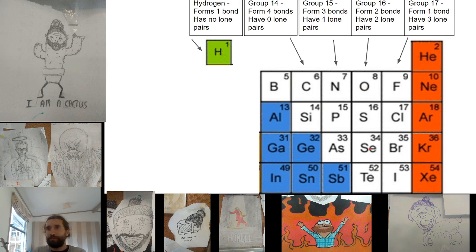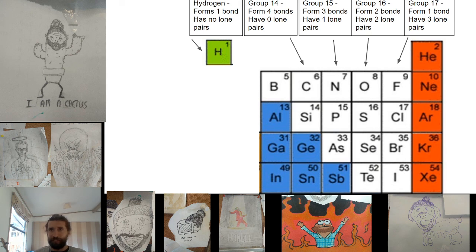Oxygen, sulfur, selenium, and whatever that one is. I'll look it up later. These are all in group 16, and they form 2 bonds. So they're going to have 6 electrons around them. 2 of them are going to be paired up into lone pairs, and 2 of the electrons are going to be free electrons available to make bonds. So they're going to form 2 bonds and have 2 lone pairs.